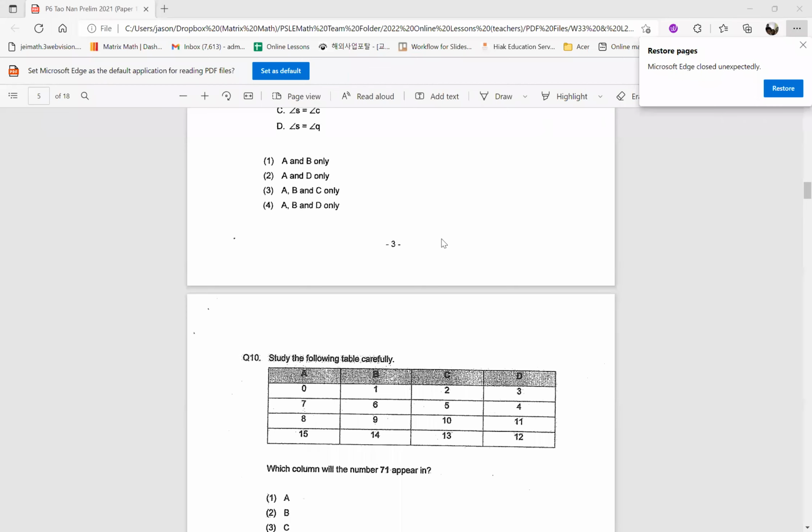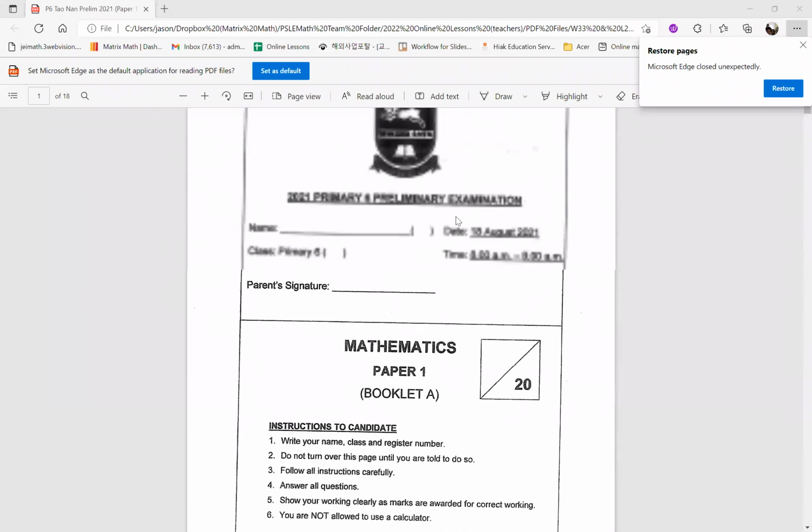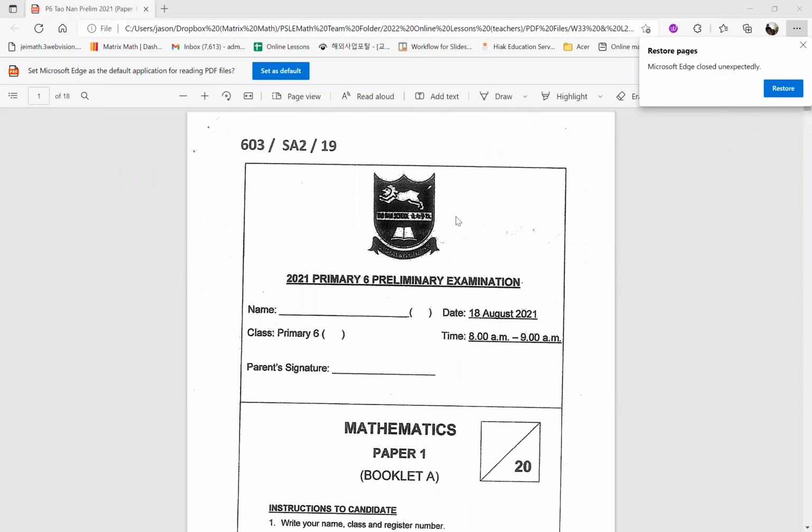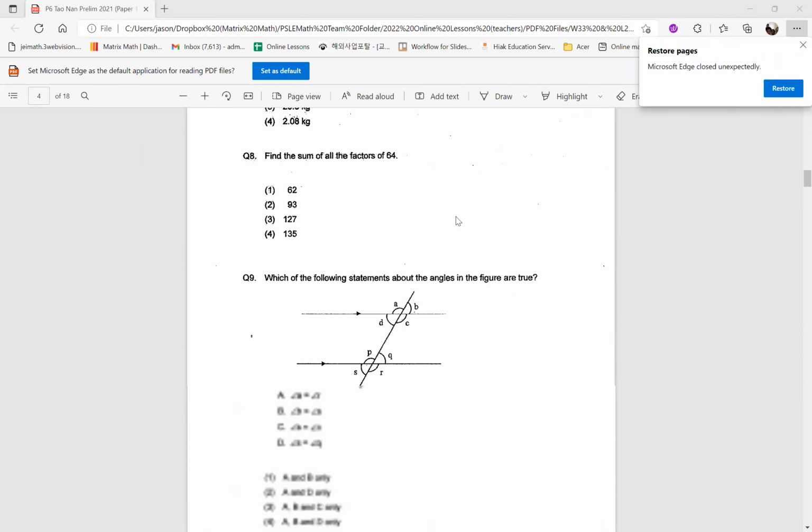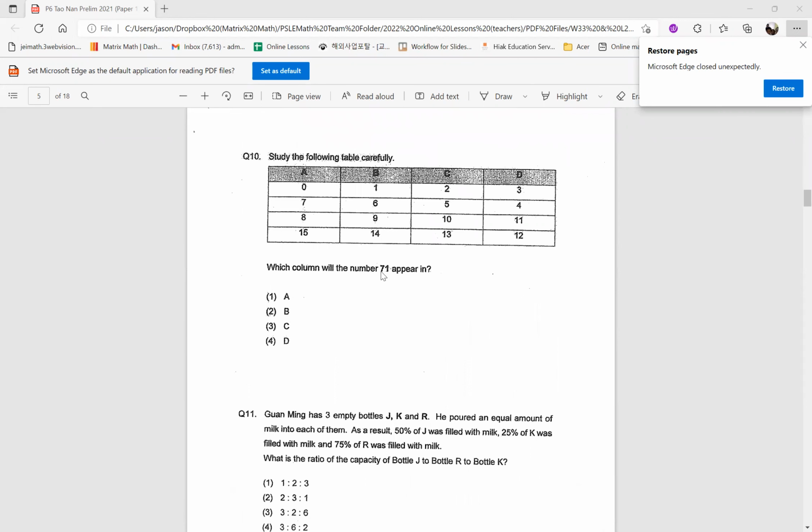Got it now. So sorry, this is Taunan paper 1 2021. Okay, come back to this question. Question 10, right? You can count them, you can actually list them if you want, up to 71. Actually, not that difficult. List them to 71, it's not difficult.